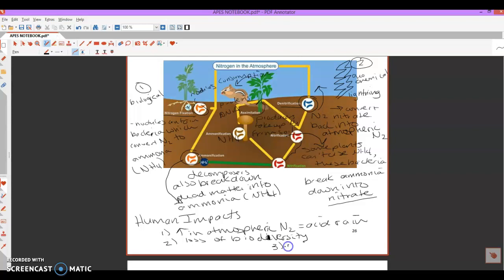And then the third, which we're going to talk about in our next section of notes, is a process called eutrophication. All right, so this is the nitrogen cycle. We're going to talk about the phosphorus cycle next.